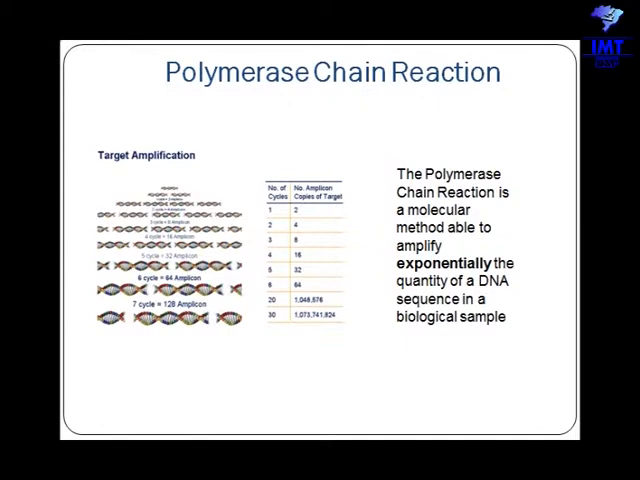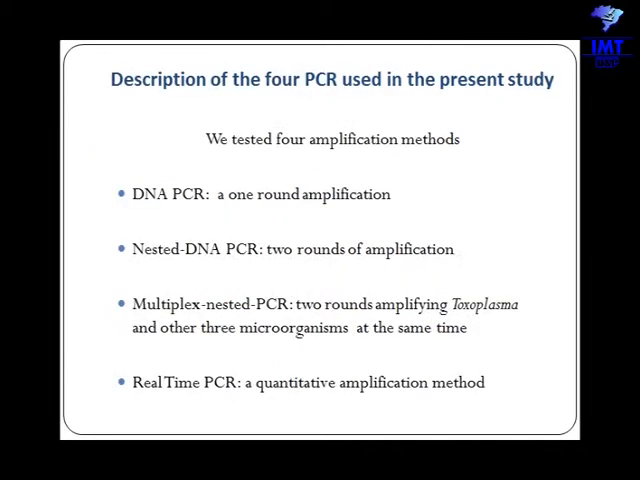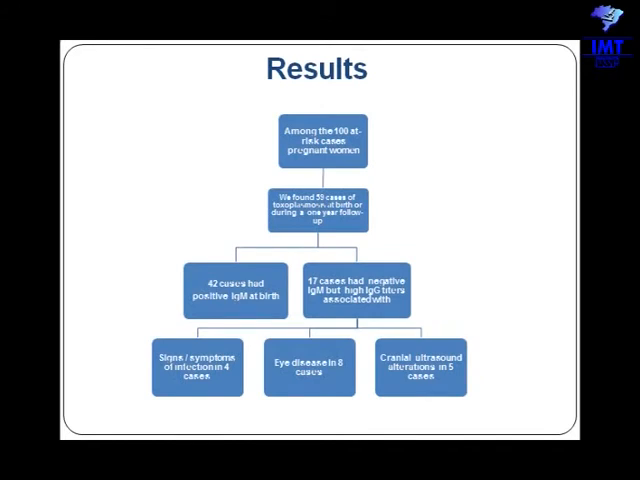The polymerase chain reaction is a molecular method able to amplify exponentially the quantity of a DNA sequence in a biological sample. Description of the 4 PCRs used in the present study. We tested 4 amplification methods. DNA PCR, a 1-round amplification; a nested PCR, with 2 rounds of amplification; multiplex nested PCR, 2 rounds, which amplifies Toxoplasma and 3 other microorganisms at the same time; and finally, real-time PCR, a quantitative amplification method.